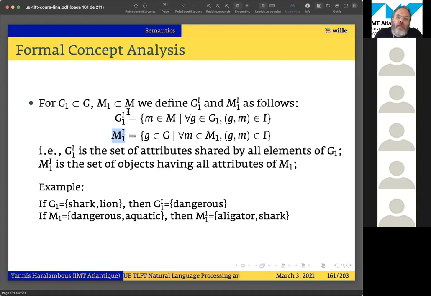So you see that by using this operation I go from objects to features and from features to objects. And here's the example. If I take a subset shark and lion, they are both dangerous. So G1i is dangerous. If I take features dangerous aquatic, then I get alligator and shark.